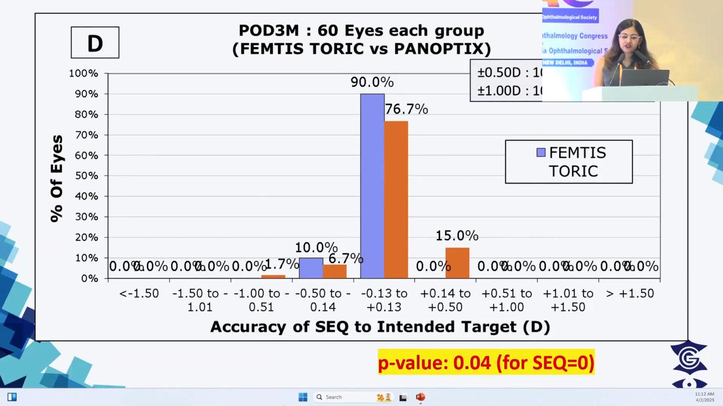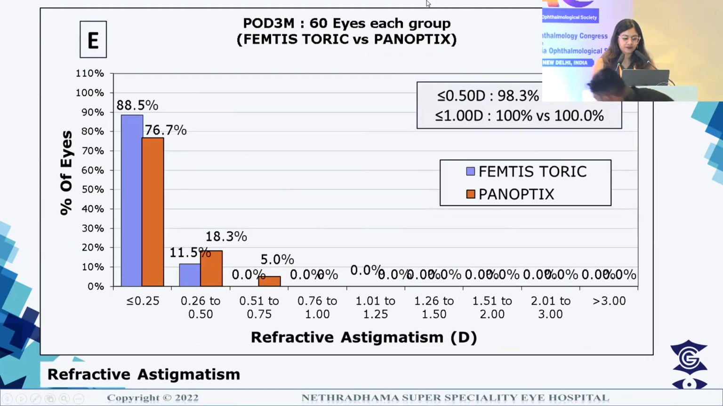The mean manifest spherical equivalent was found to be significantly better in the Femtis group as compared to the Panoptix group. 100% of patients in the Femtis group had a manifest spherical equivalent of plus minus 0.5 diopters as compared to 98.3% in the Panoptix group. Refractive astigmatism was found to be better in the Femtis group, with 88.5% patients achieving a refractive astigmatism of less than 0.25 diopters as compared to 76.7% patients in the Panoptix group post-operatively.